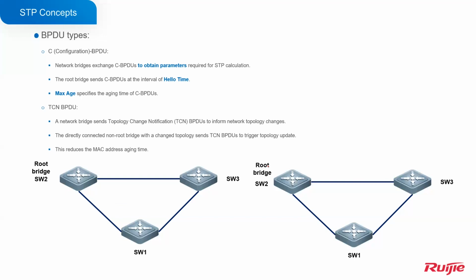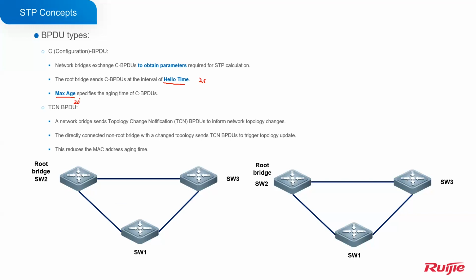So this is the BPDU that we periodically send from the root to the downstream switches. And the interval is hello time. By default, the hello time is 2 seconds. The max age is the aging time of CBPDU, and by default it is 20.